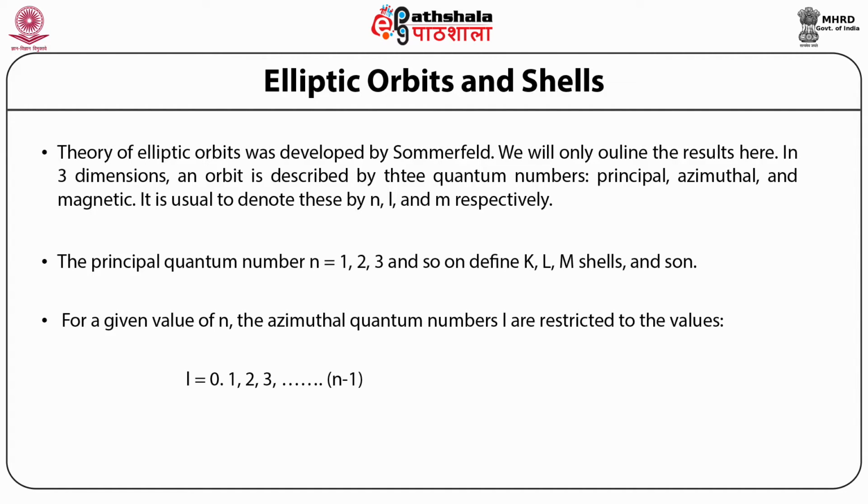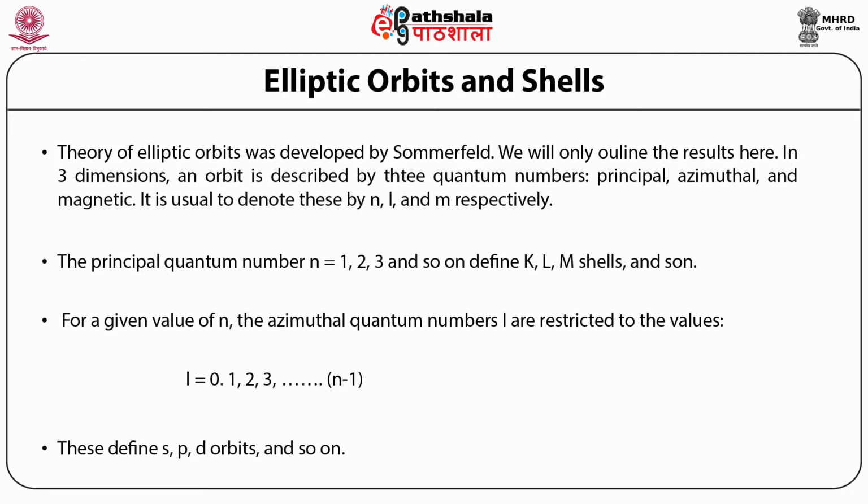The azimuthal quantum number is restricted to values 0, 1, 2, 3, and so on up to n minus 1. So if you are considering, let us say, the M shell, which is n equal to 3, then l, the azimuthal quantum number, can only be 0, 1, and 2. And you denote the orbits with l equal to 0, 1, 2, 3, and so on by s, p, d orbits and so on.